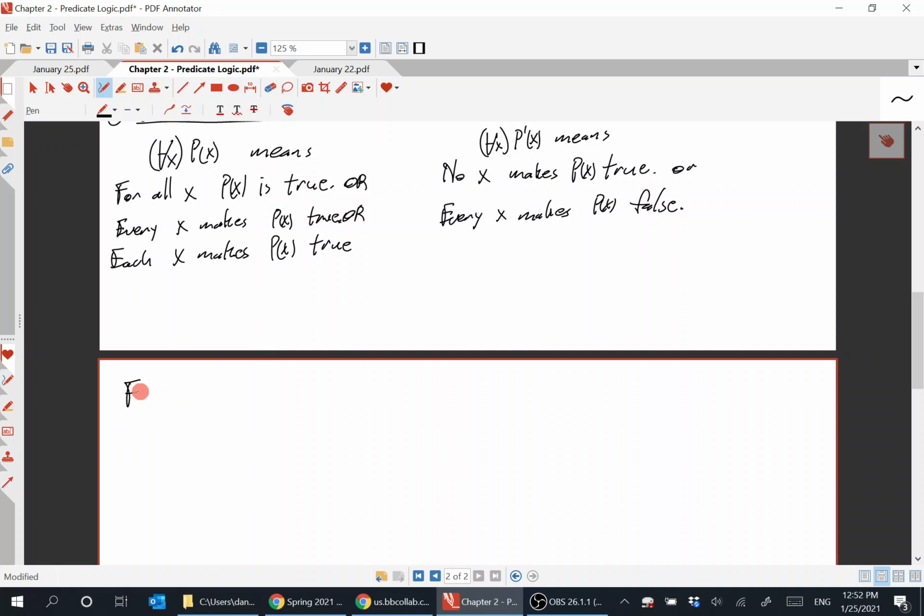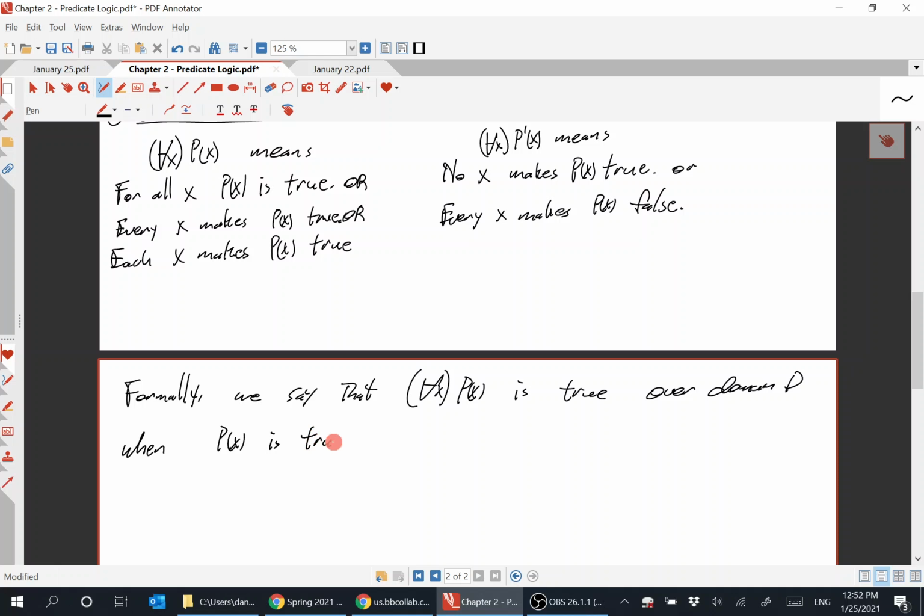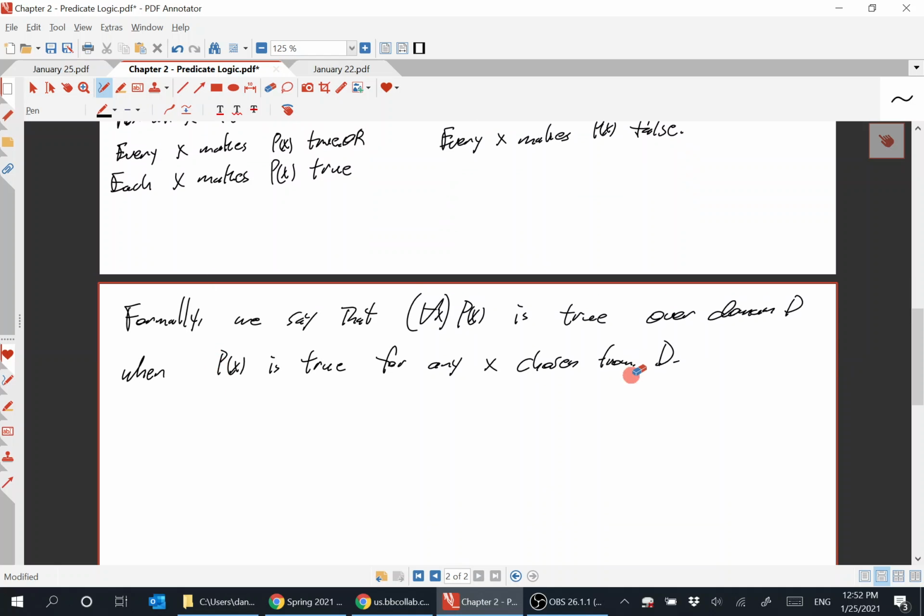So formally, we say that for all x, p of x is true over domain D when p of x is true for any x chosen from D. All right, so p of x is true for any x chosen from D. For every x in D or all x in D or something of that sort.